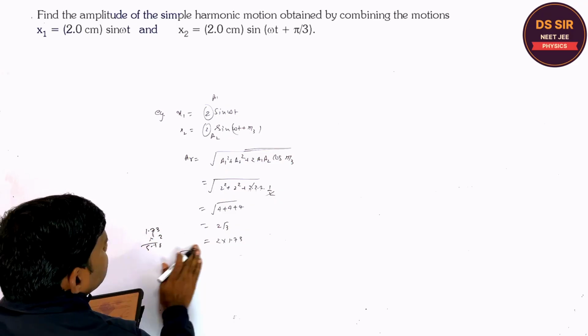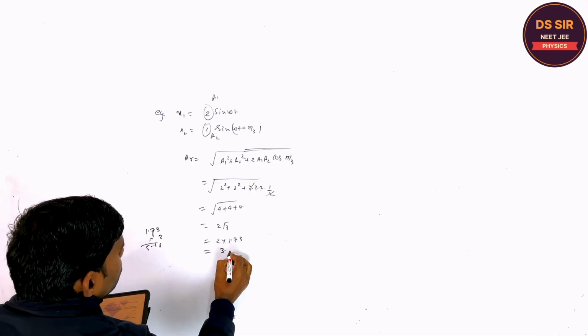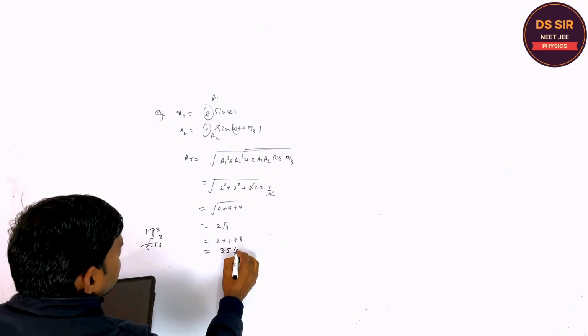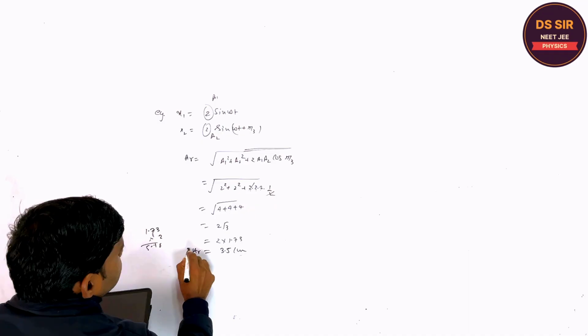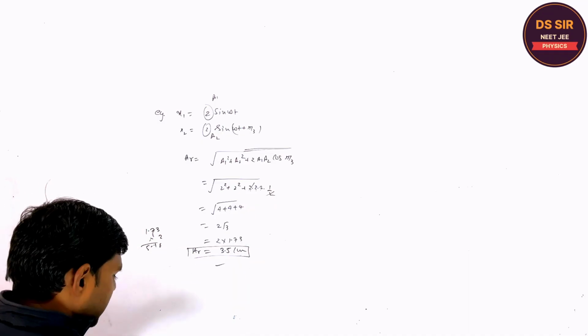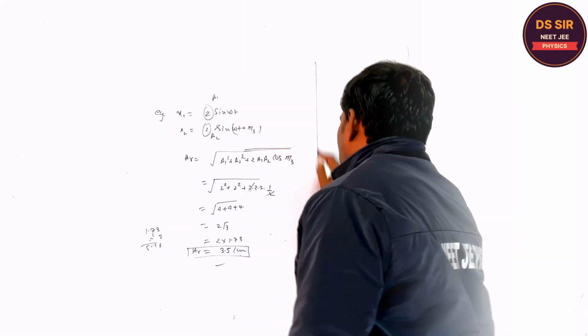Sorry. 17 दूनी 34 और 1 35. Right. 3.5 centimeter. Sometimes I make mistakes. Copy this.